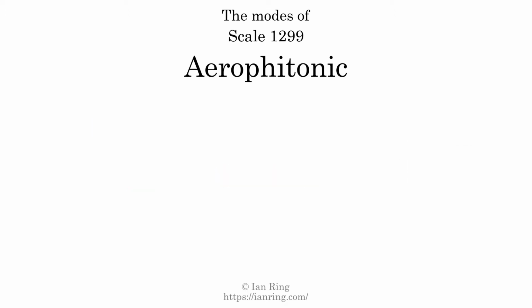This scale has 5 modes. The first mode is itself. The second mode is scale 2697, also known as catatonic. It sounds like this.